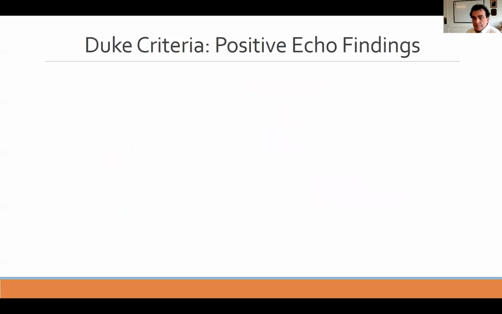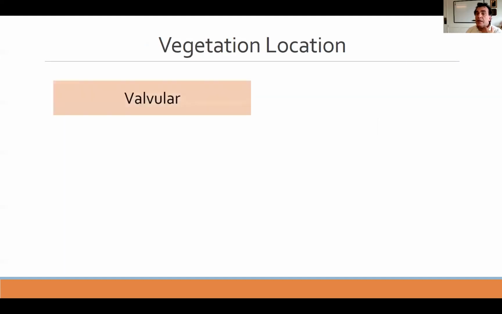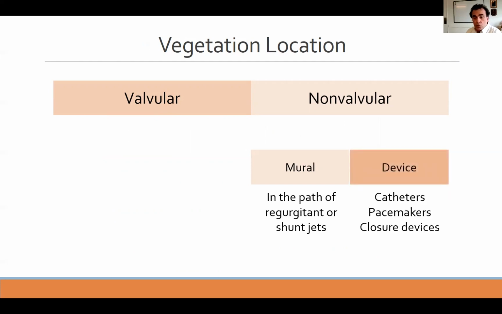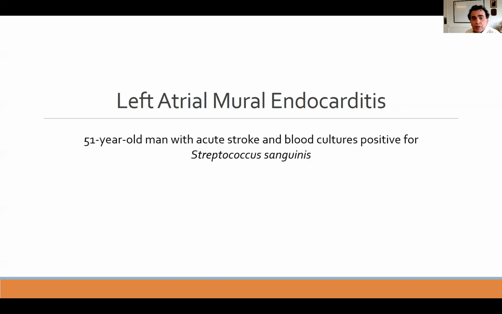nicely illustrates. Now let's go back to Duke criteria. Independently mobile echo density, and look at the vegetation. So it's valvular or non-valvular. Non-valvular could be mural, in the path of a regurgitant jet or shunt jets, or on a device: catheters, pacemaker, closure devices. Remember in the original part of the presentation, we discussed the valvular vegetation, but now let's look at the non-valvular location of vegetation. Let's look at the case of left atrial mural endocarditis.